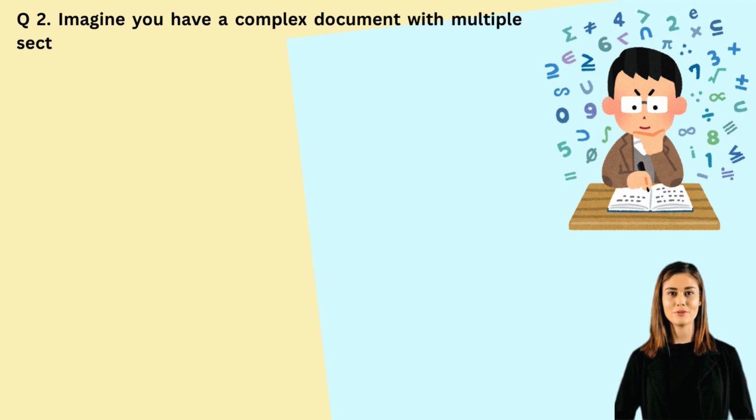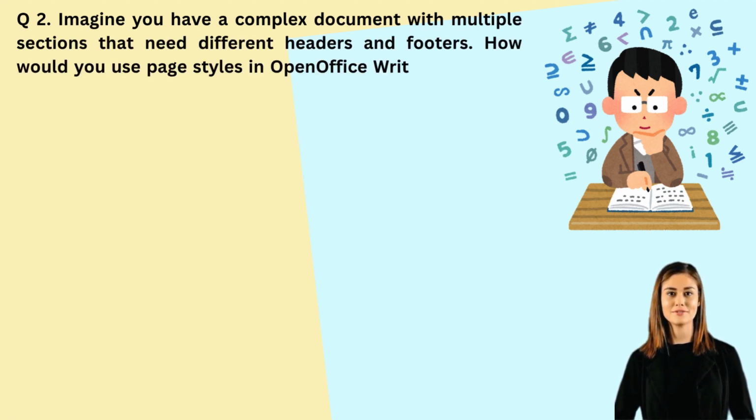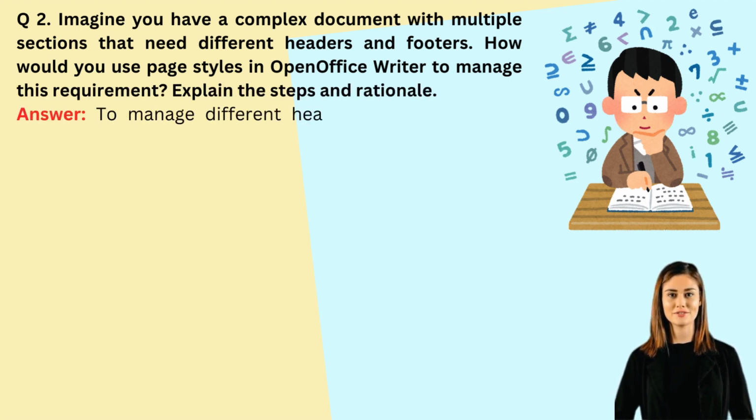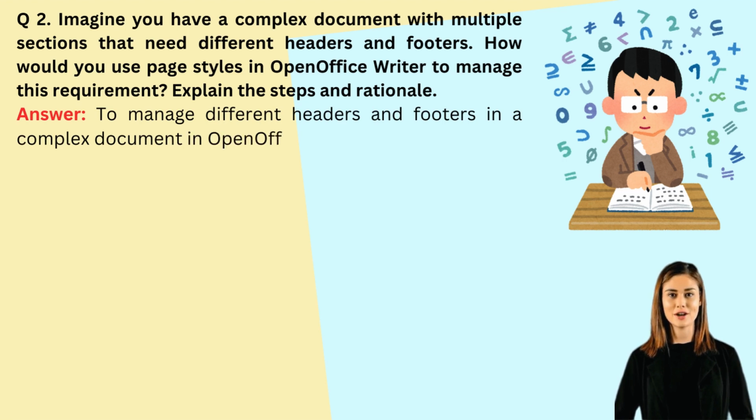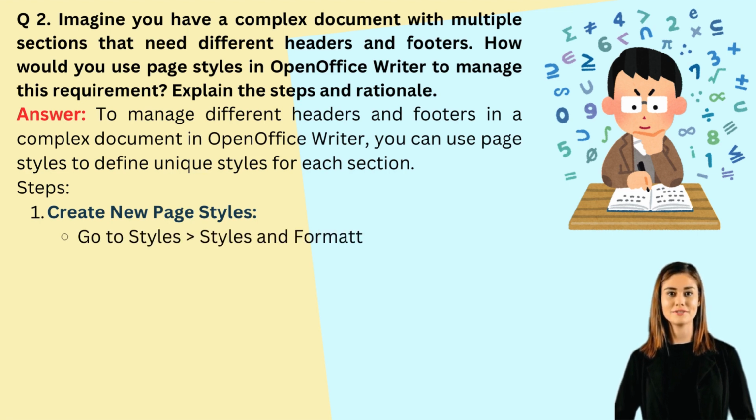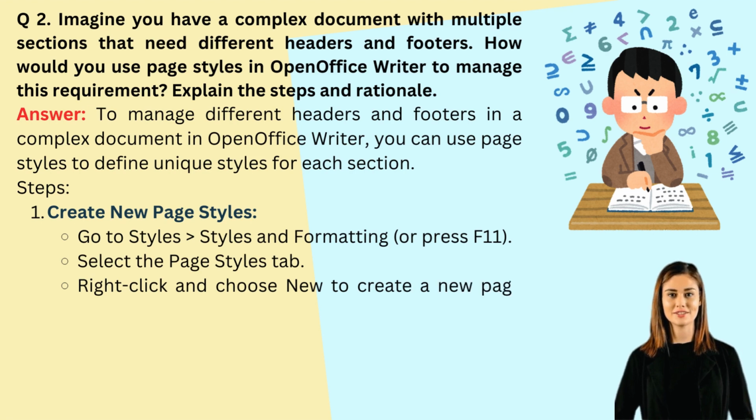Question 2. Imagine you have a complex document with multiple sections that need different headers and footers. How would you use page styles in OpenOffice Writer to manage this requirement? Explain the steps and rationale. Answer. To manage different headers and footers in a complex document in OpenOffice Writer, you can use page styles to define unique styles for each section.